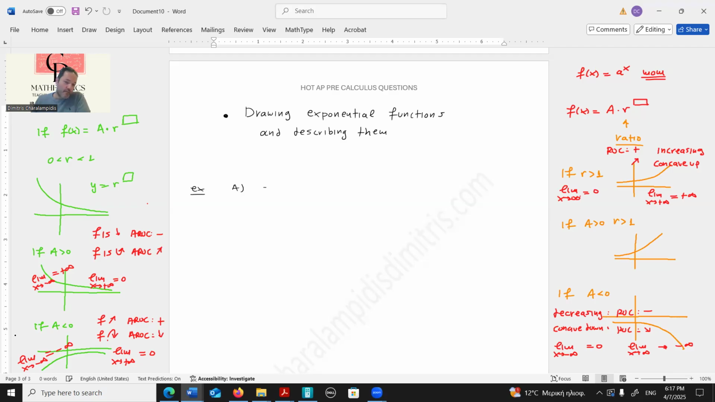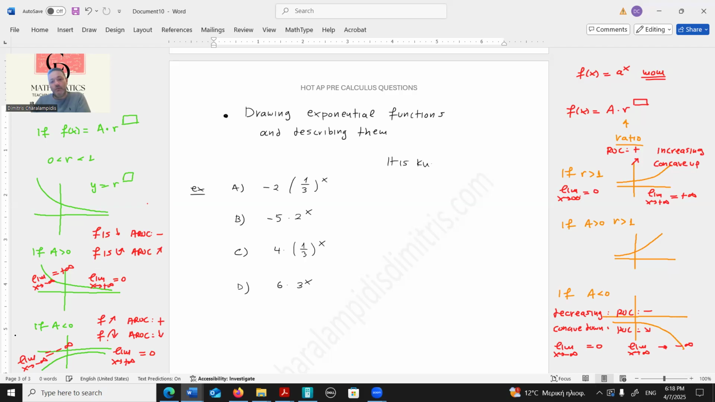A, minus 2 times 1/3 to the power of x. B, minus 5 times 2 to the power of x. C, 4 times 1/3 to the power of x. And D, 6 times 3 to the power of x.